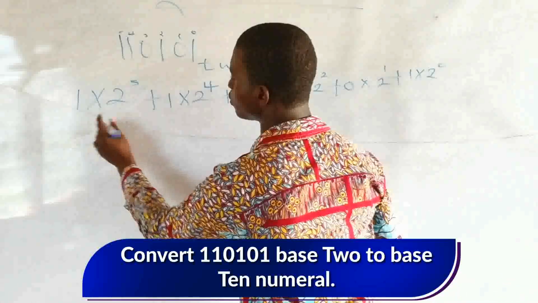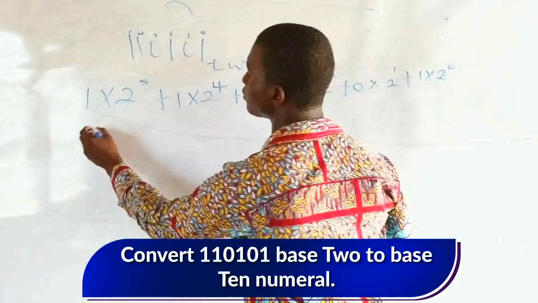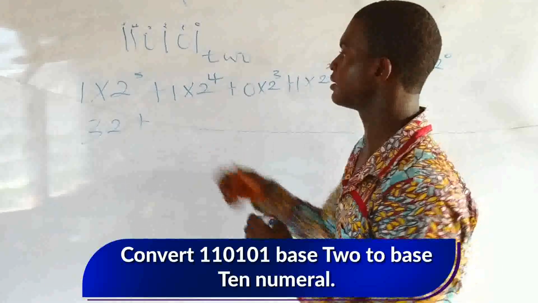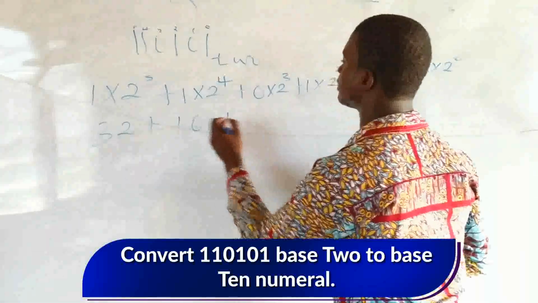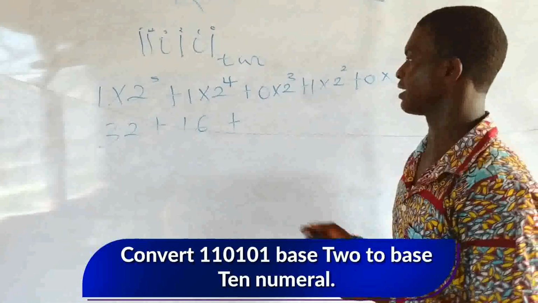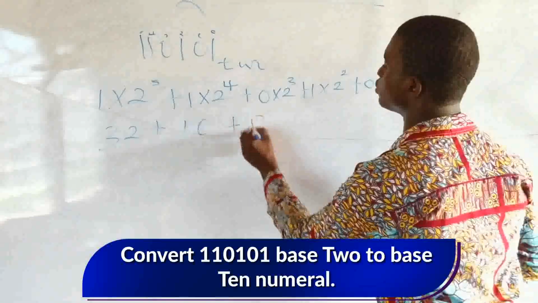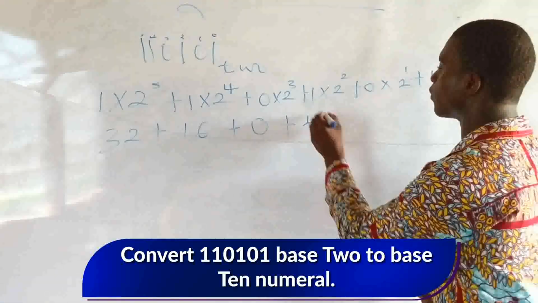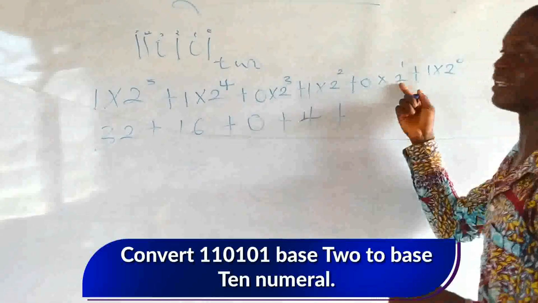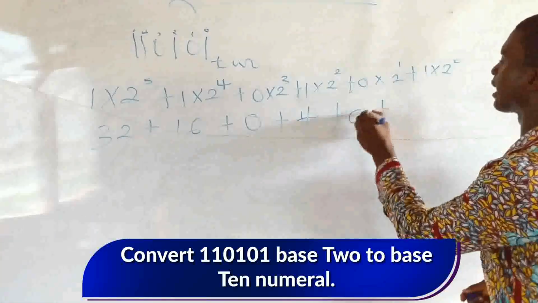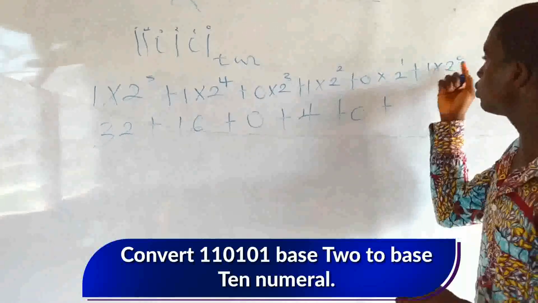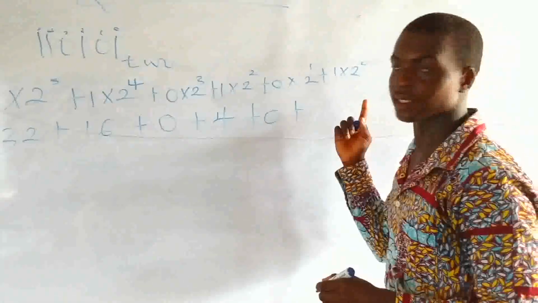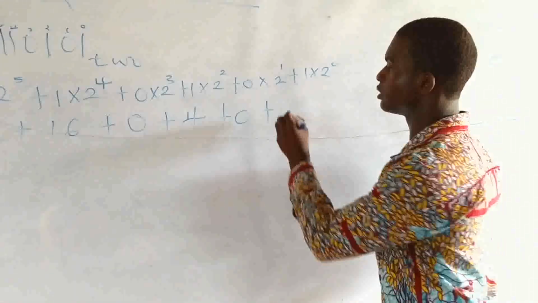So looking at it, 2 raised to the power 5 gives you 32, times 1 gives you the same thing, that is 32, plus 2 raised to the power 4 gives you 16. 16 times 1 gives you 16, plus 2 raised to the power 3 gives you 8. But then the 0 over there makes it null, and so it will be 0. Plus 2 raised to the power 2 is 4, multiplied by 1 gives you 4. Plus 0 multiplying this makes it null, and so it's 0. Plus 1 multiplied by 2 to the power 0. I told you any number raised to the power 0 is 1. And so 1 multiplied by 2 raised to the power 0 is 1.